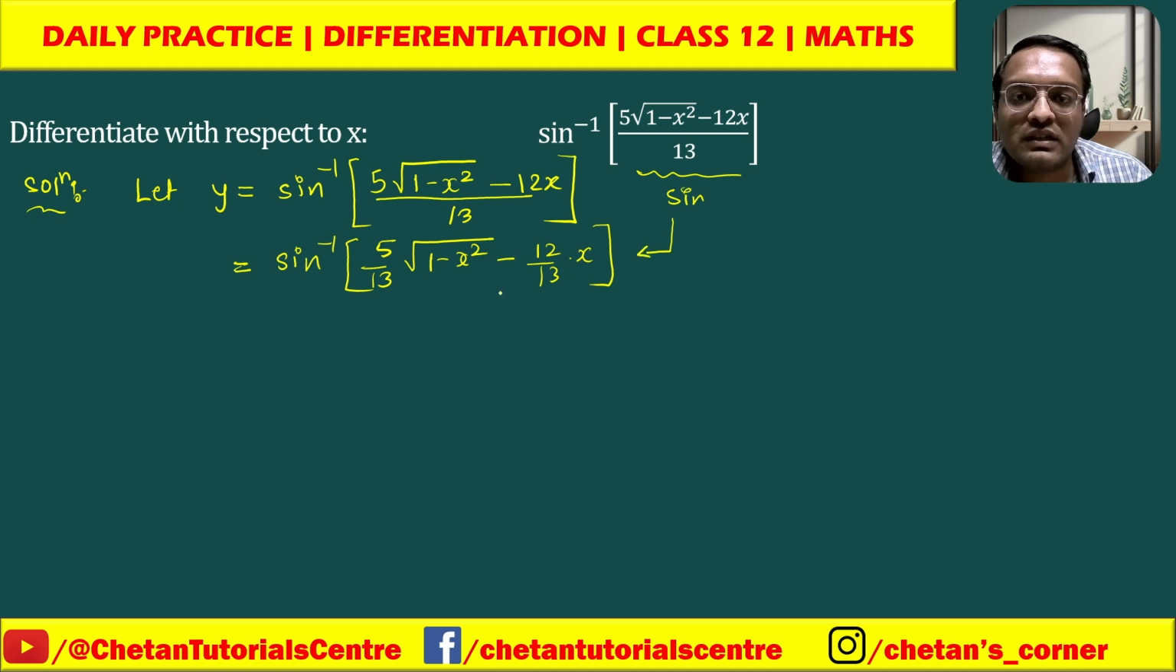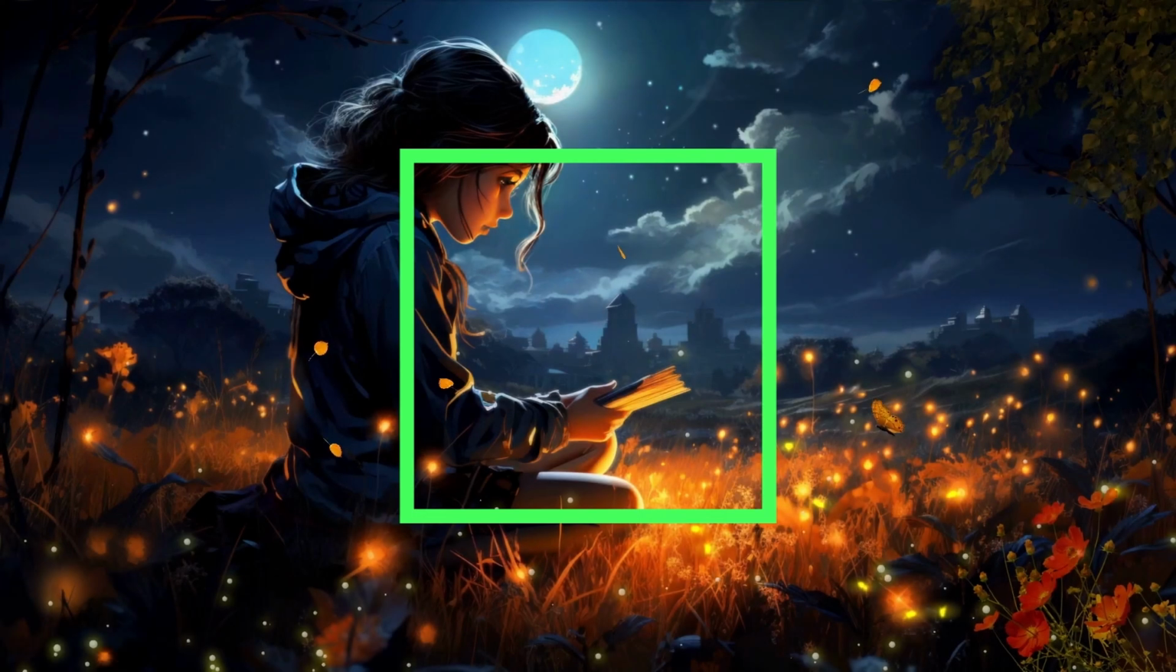Therefore, we are doing this adjustment. What we have to do now? We have to convert the term inside this bracket in terms of sine.